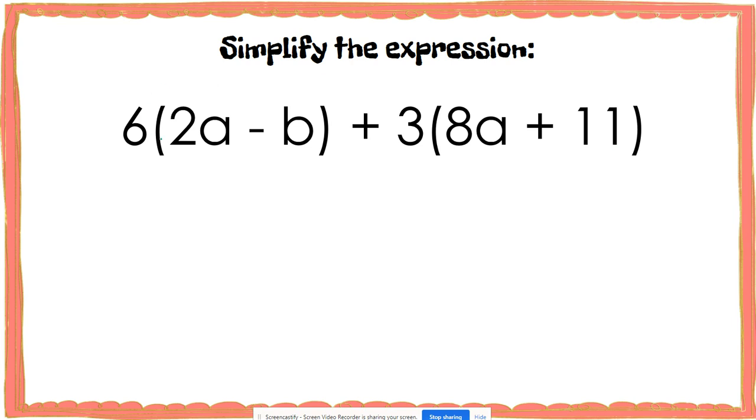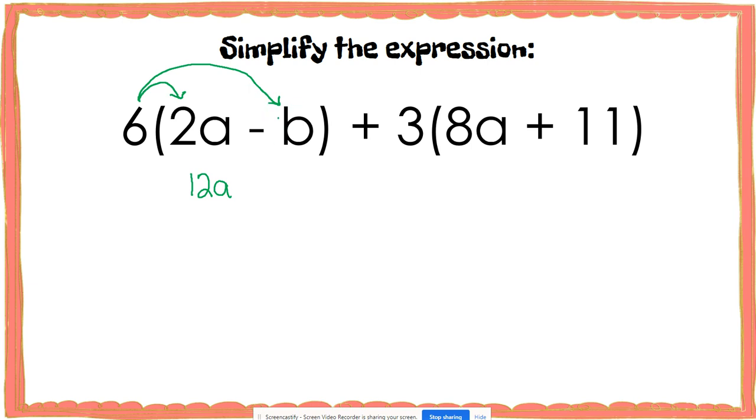But what we do notice is that each of these sums and differences inside of my parentheses is being multiplied by a constant on the outside of the parentheses. This tells me that I can use the distributive property. I'm going to distribute for this first one 6 into every term inside of my first parentheses. This means that I'm multiplying 6 times 2a, and 6 times 2a gives me 12a. I'm also multiplying 6 times the coefficient of b.